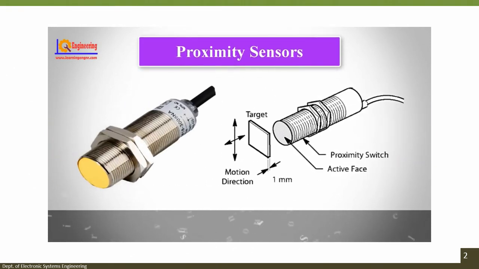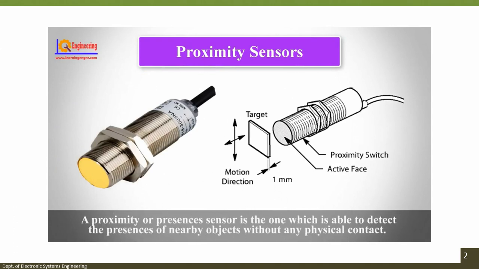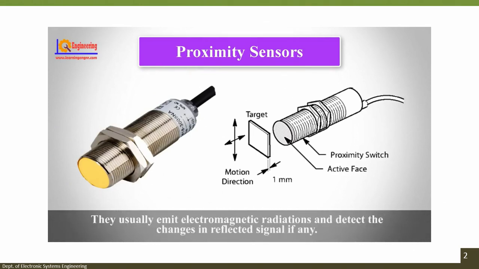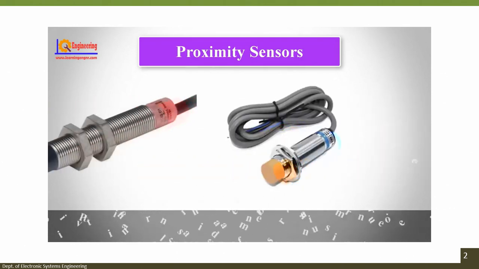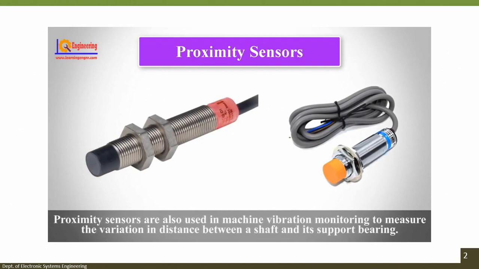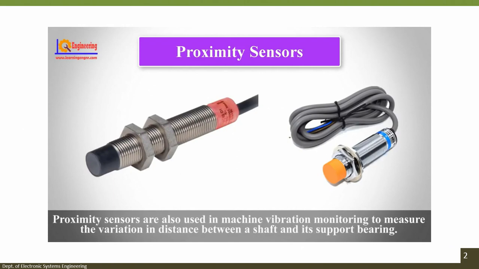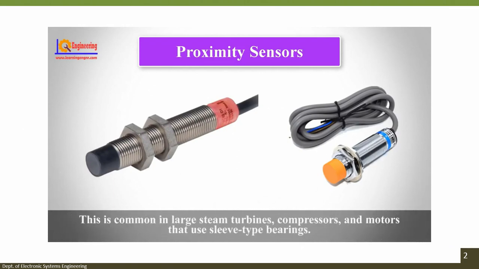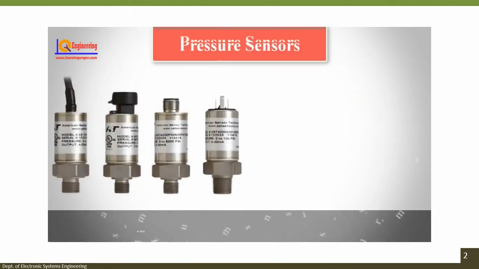Proximity sensors. A proximity or presence sensor is one which is able to detect the presence of nearby objects without any physical contact. They usually emit electromagnetic radiation and detect changes in the reflected signal, if any. Proximity sensors are also used in machine vibration monitoring to measure the variation in distance between a shaft and its support bearing. This is common in large steam turbines, compressors, and motors that use sleeve-type bearings.